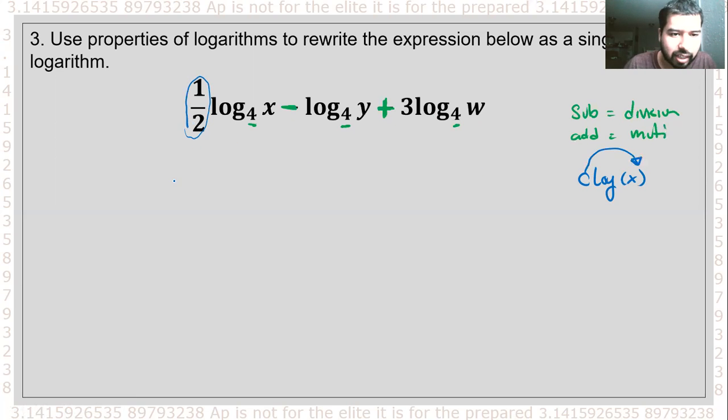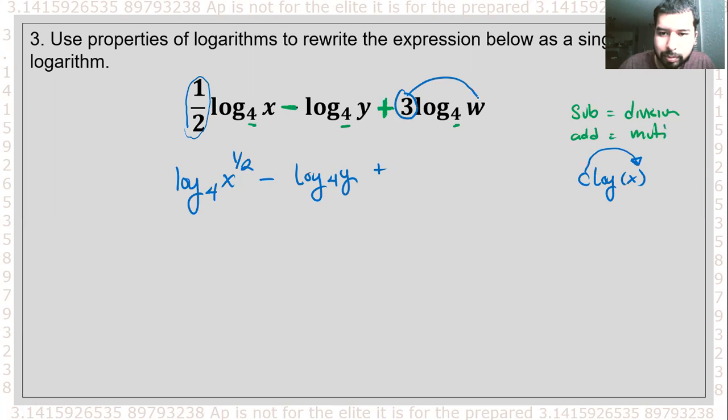So in this new case, I got log base 4 x raised to the 1/2 minus the log base 4 y plus, remember this is the coefficient right here, so it becomes the exponent as well, log base 4 w to the third. Alrighty, so I'm going to go ahead and make this a little bit nicer. Keep in mind that whenever you have a variable to the 1/2 exponent, that is the square root. So in reality, log base 4 x to the 1/2 is the same thing as saying log base 4 square root of x.